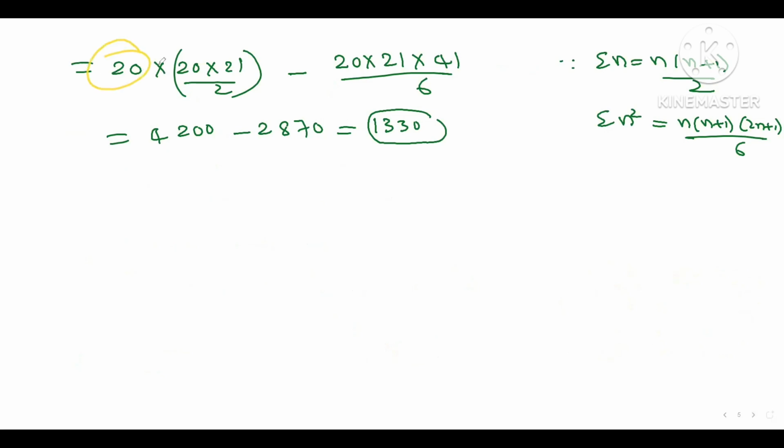Here 20 into n into n plus 1 by 2. This is n into n plus 1 into 2n plus 1 by 6, the sum of squares of natural numbers. But n value here how much? 20. 20 into 20 plus 1 by 2, it is going to be 4,200 in total value. Here, in the place of n, write 20. 20 into 21, here 2 into 20 plus 1 is 41 by 6. This total value is 2870. Answer will be 1330.